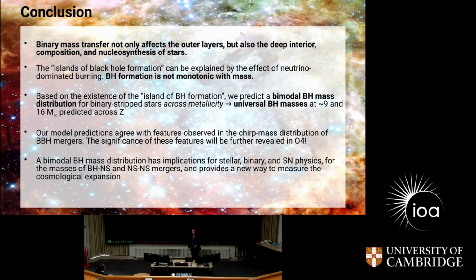So this is where I come to my conclusions. If there's one thing I'd like you to remember from my talk, it is that binary mass transfer really matters for the lives, for the death, but also for the afterlives of stars. And we can actually understand why, from the stellar evolution perspective, stars are prone to forming black holes for certain core properties. And we know that black hole formation is actually not monotonic with mass. And based on the existence of these islands of black hole formation, we predict that the distribution of black hole masses should be bimodal, and we should have universal black hole masses that line up at something like 9 and 16 solar masses. And so far, our models seem to agree with gravitational wave observations, but the future is bright.